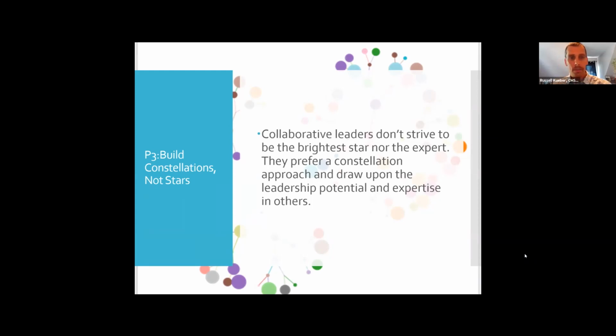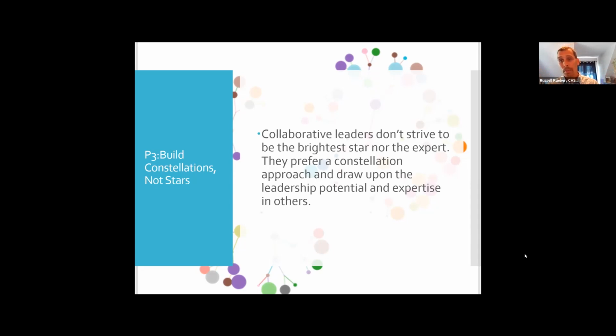You'll see on the left there, build constellation, not stars. So collaborative leaders don't strive to be the brightest star nor the expert. We often prefer more of a constellation approach, where we draw upon the leadership potential and expertise in others. If you can see a little bit by the images behind us, if we're a collaborative leader, we see the sky above us with many stars. We see the constellation of stars versus seeing one big bright star and we're all following under that leadership.